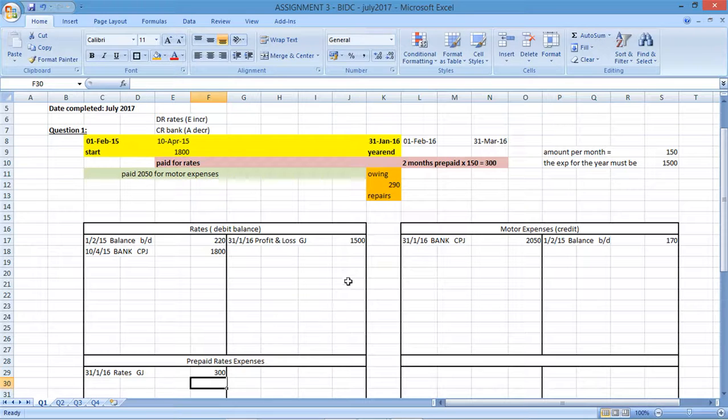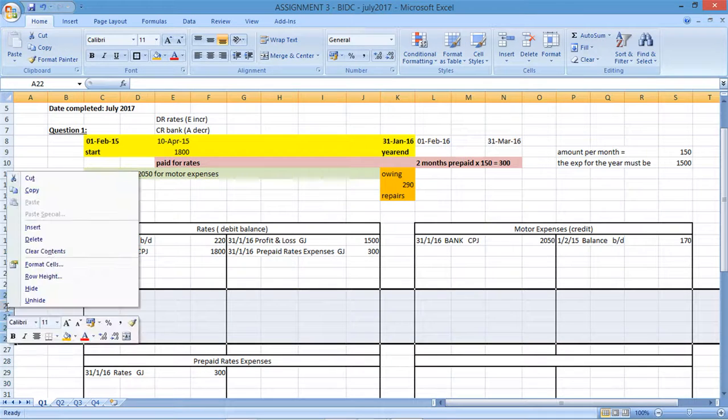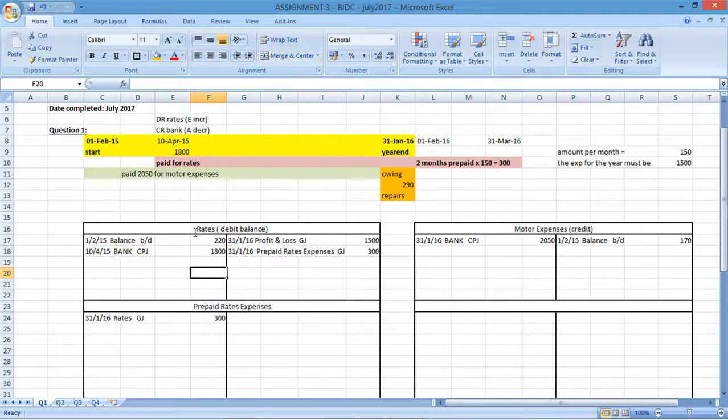So 300 must go there, and 300 must go here as an adjustment on the last day of the year. So first, second, slash 2016, prepaid rates expenses general journal, because you're referencing that here. So there's the debit, there's the credit. So now you've actually closed off the account, because if you're looking at income and expenses, they have to be closed off to work out profit.